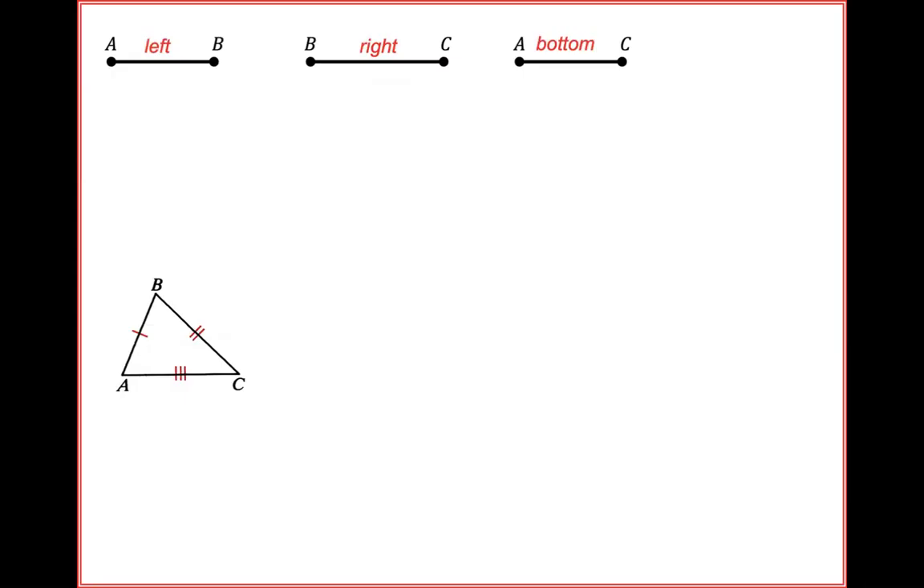Now what I'm going to do is copy those segments. I'm going to copy segment AB. I'm going to copy segment BC. I'm going to copy segment AC. I gave them new names, but I literally made them the same distances. And now I'm going to force you to make a triangle again, and I'm going to force you to make that the left, that the right, and that the bottom.